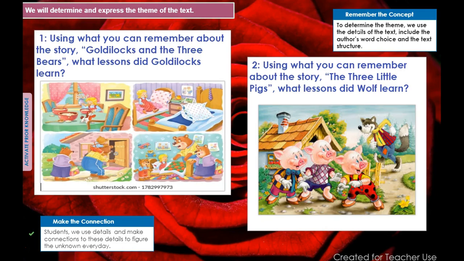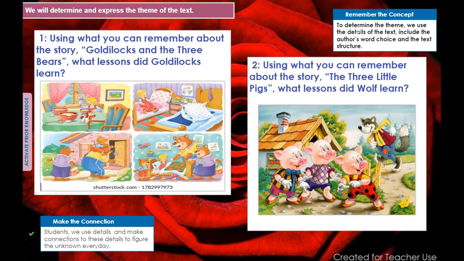Now, someone else said Goldilocks learned that she needs to not intrude upon other people's things. You are correct. Goldilocks had no business going into these people's house, eating their food, breaking their items, sleeping in their beds. She did not. And the same thing with the wolf. What did the wolf learn?